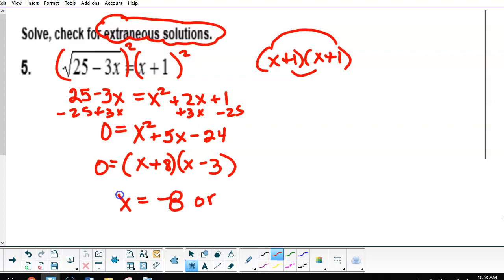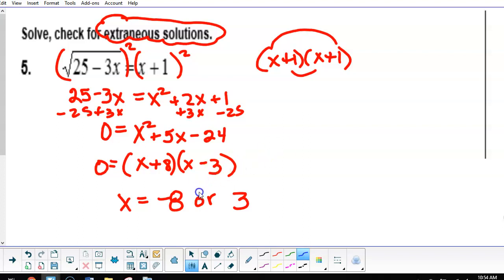Negative 8 or 3. Anybody get those answers? Doing it on their own? I didn't make a mistake anywhere. Okay.